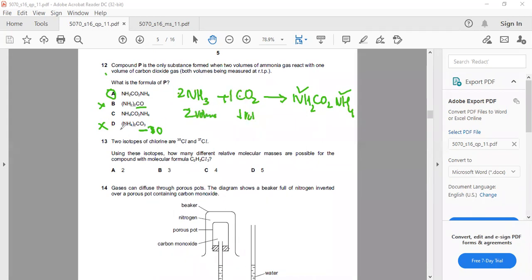Okay. Why C is wrong? Because hydrogen 4 and 4, 8. 2, 3 is 6 hydrogen. On reactant side, we have 6 oxygen, which is why C is wrong. So A is the answer.